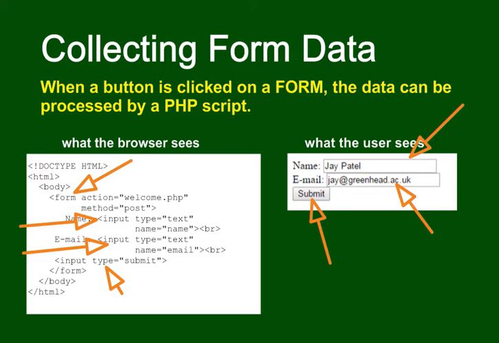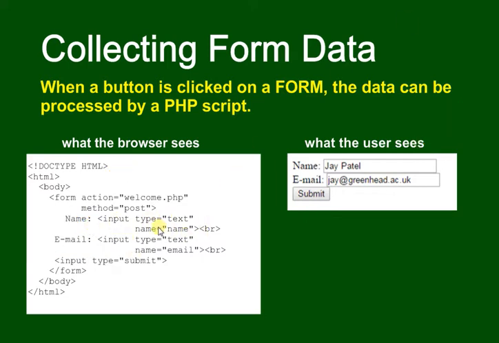The one thing I want you to notice here is that in the definitions I've not used an ID, I've used a name instead. When we're sending data to a PHP script, we have to use name, and that is to remember. That's almost like giving it a variable for when it gets sent. So I've got two variables being sent when I click on this submit button. One is called name, and the other one is called email. So I've said name equals name, and name equals email.